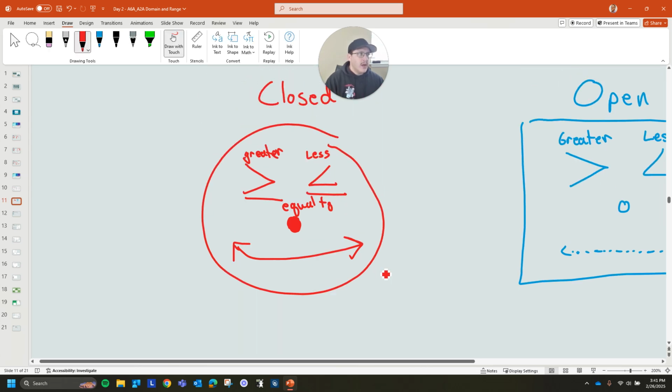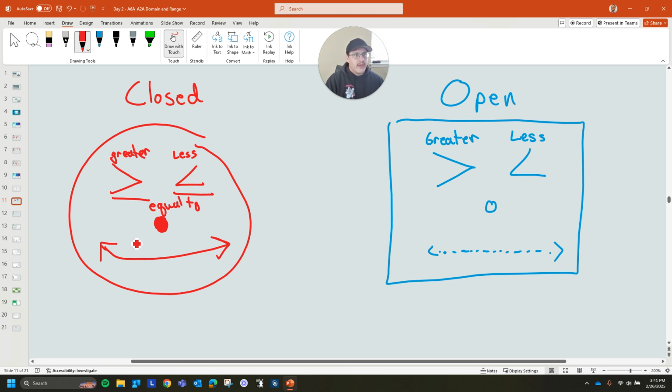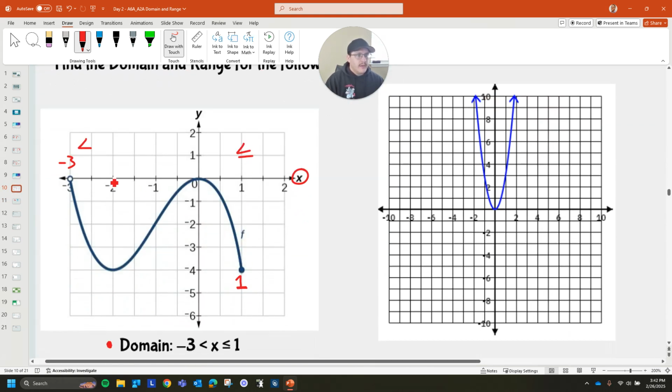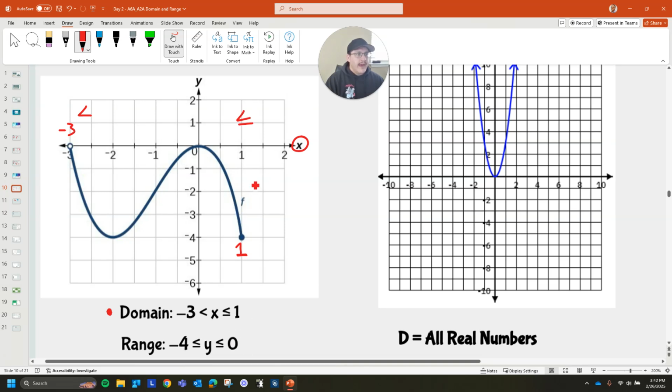Remember, open and closed, those dots that I was showing y'all, the noses of each of these faces, tell me which sign I'm going to be using for domain and range. So, with domain, that dot is open, that dot is closed, and so I would write it the following way. -3 is less than x is less than or equal to 1, which is telling me everything between -3 and 1. 1 is included, -3 is not. That's how you read that.